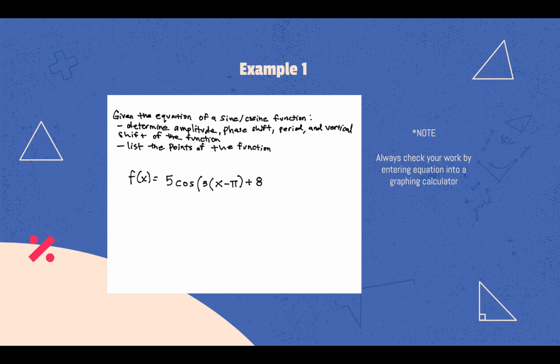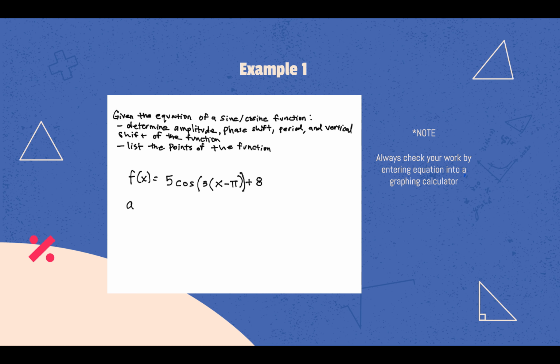So for our first example, we are given the equation of a sine or cosine function, and we need to determine the amplitude, phase shift, period, and vertical shift of the function, then list the points of the function. So we do have the function f of x equals 5 cosine of 3 times x minus pi, plus 8. Right here. So the first thing we're going to find is the amplitude.